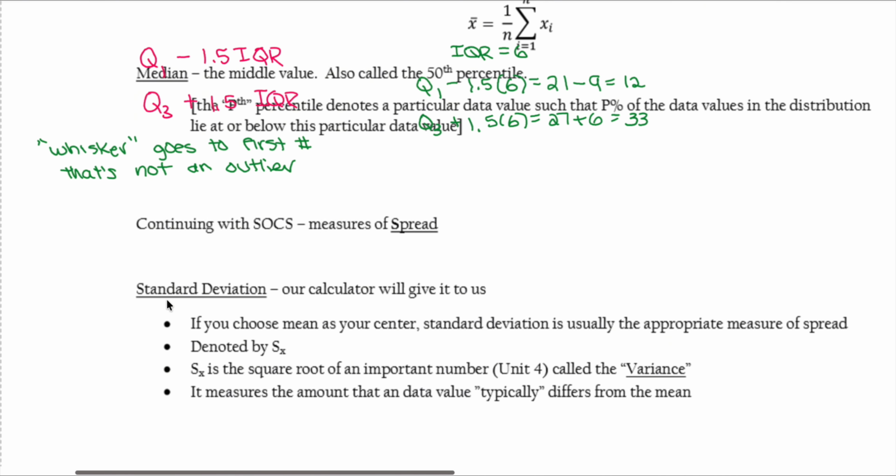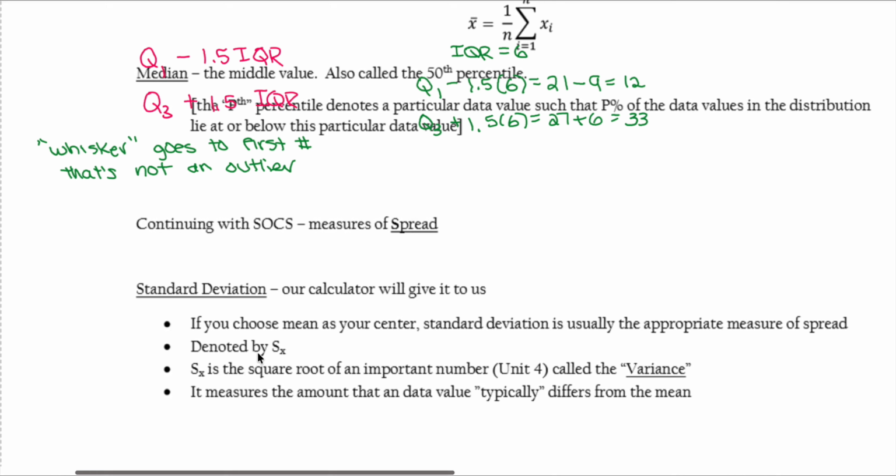The standard deviation, our calculator will give it to us. Most of the cases we don't have to do it by hand. If you choose mean as your center, standard deviation is usually the appropriate measure of spread. So for mean, just remember, always stick with standard deviation, and we will talk about others later, like IQR, usually stick with range.